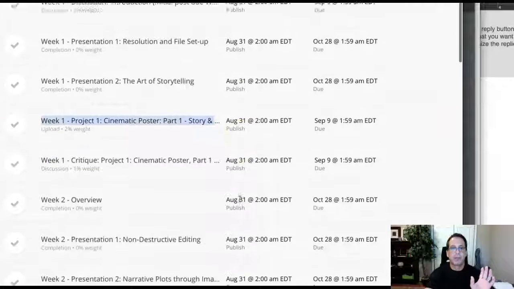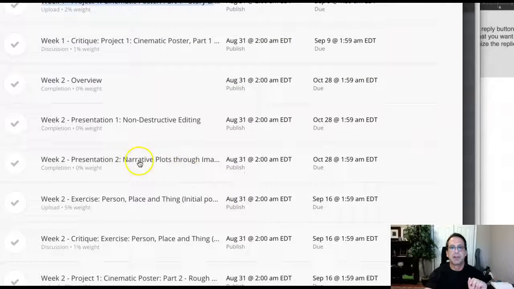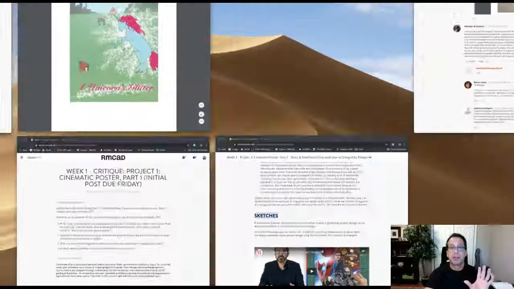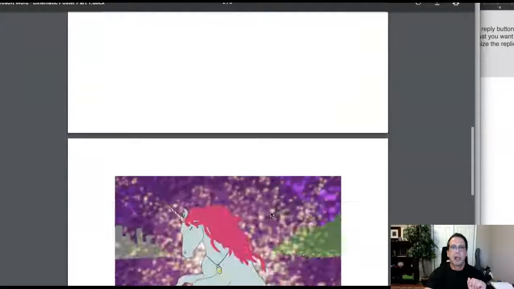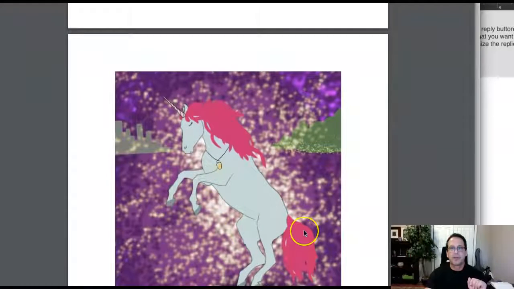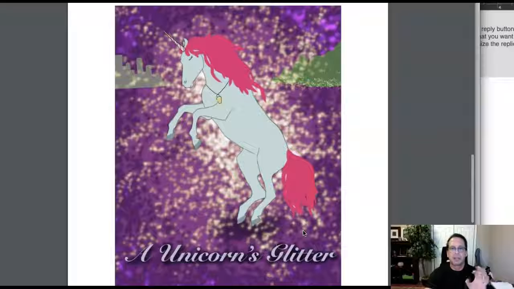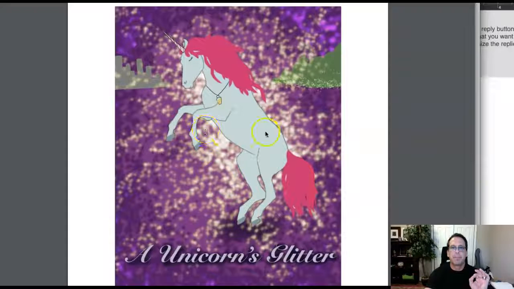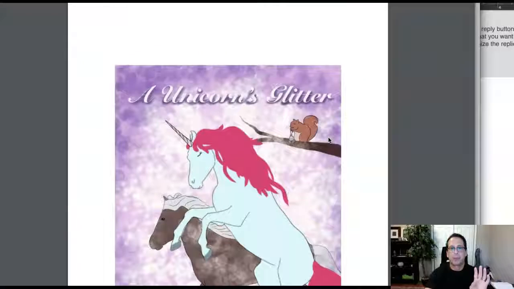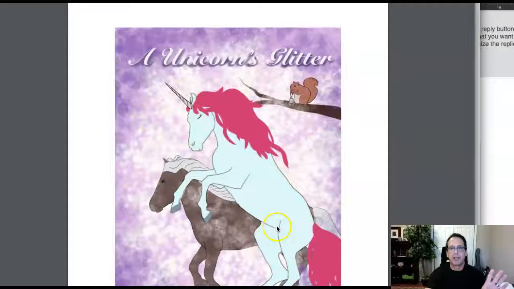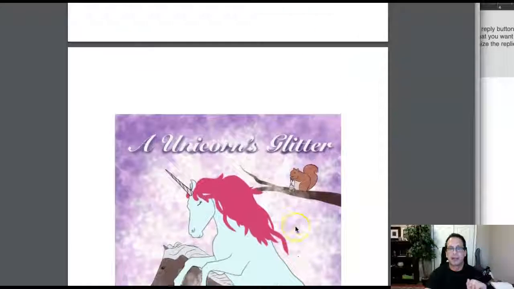If we come over to week 2, we can see this presentation, narrative plots through image making, and that is kind of what we're after here. So my recommendation is to submit traditional sketches and take those sketches and try to introduce the characters that are playing a role in the story. And then, of course, traditional sketches. We wouldn't want to use any kind of vector sketches throughout the duration of this class. So keep that in mind.